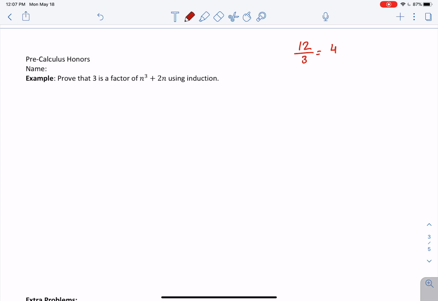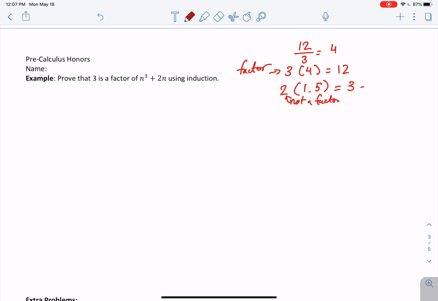Or I can say that a factor is something where I can multiply a whole number to it to get that number. Right? 3 is a factor of 12 because 3 times 4, a whole number, is 12. Whereas 2 is not a factor of 3, because to get to 3 from 2, I need to multiply by 1.5. Right? So this is not a factor. But here, that's a factor.